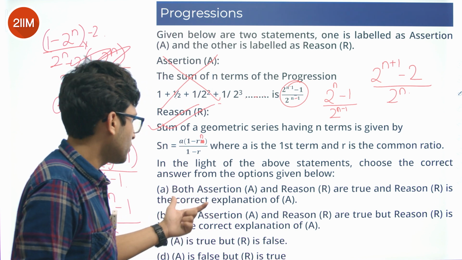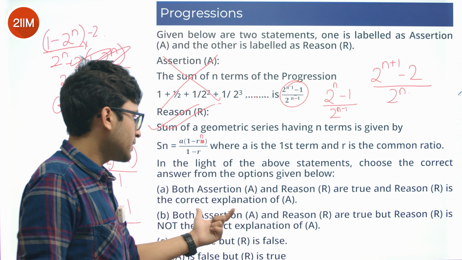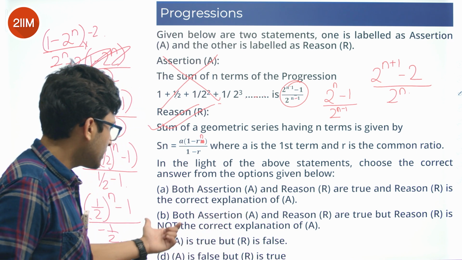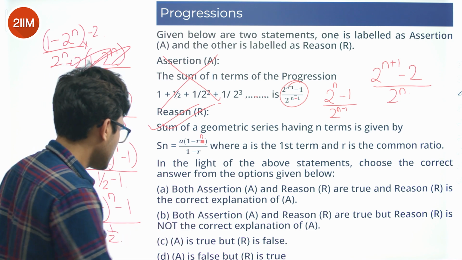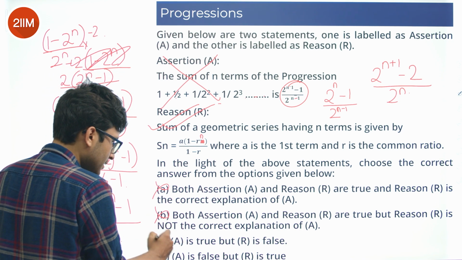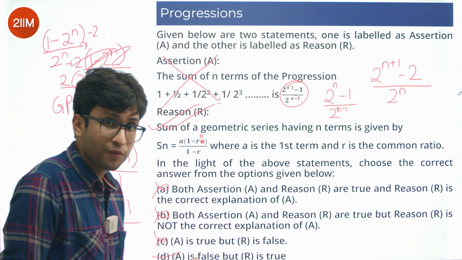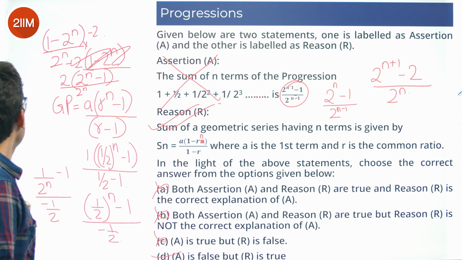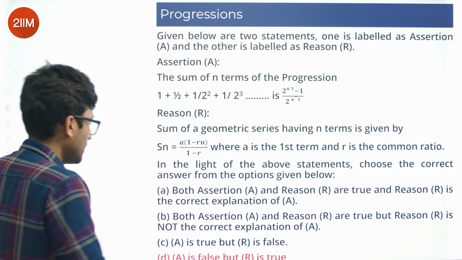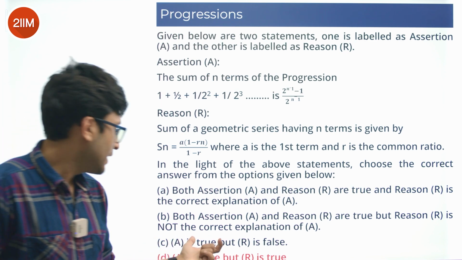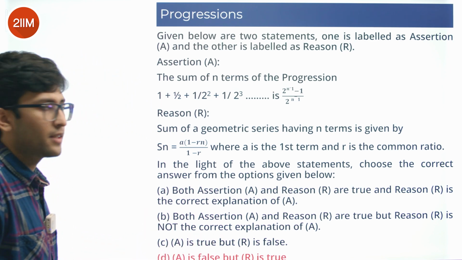First option, both are true. No. Both assertion and reasoning are true. No. A is true, but assertion is true, but reasoning is false. This is also not the case. So A, B and C don't satisfy. The option number D satisfies that the assertion is false but the reasoning is true. Let's check. Yeah. Oh, yeah, we got our answer, which is D. Assertion is false but the reasoning is true.